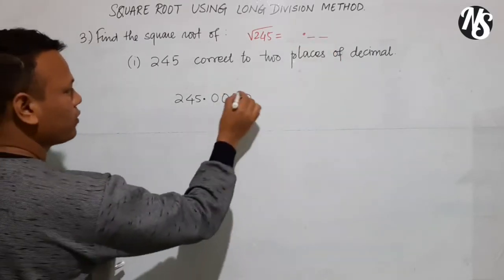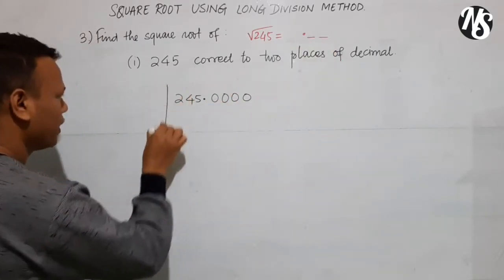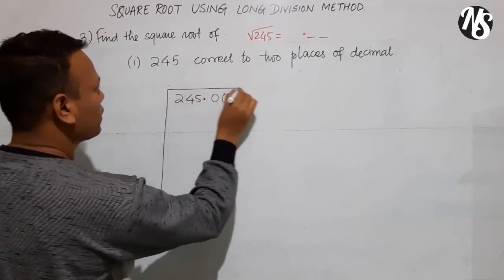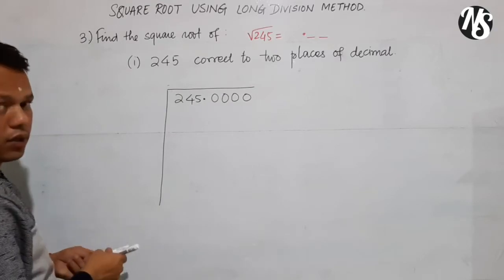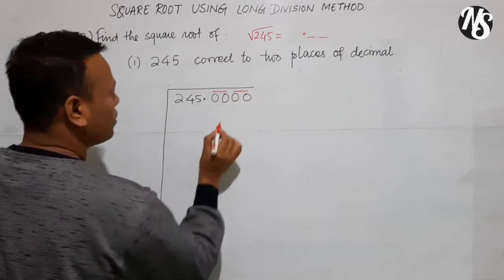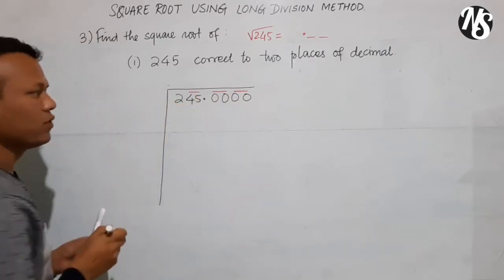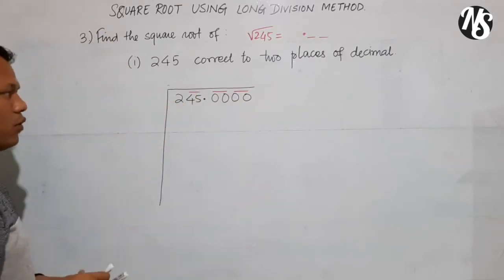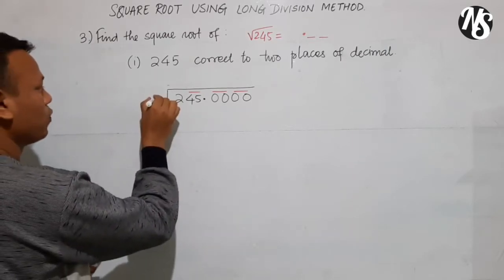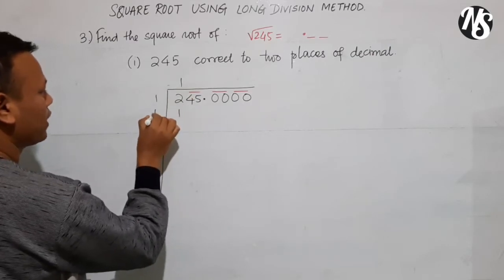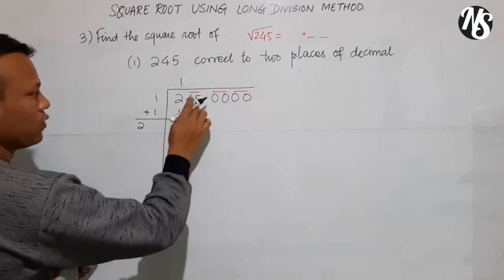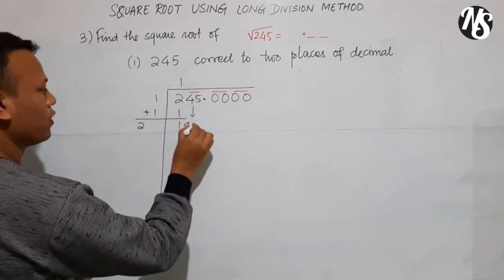After that, you will divide, and for dividing you have to form the pairs also, remember that. So we'll form the pairs now. When you form the pairs, these two will be a pair, and these two, and these two, and 2 is left alone. Now if you want to divide only 2, obviously the only number possible here is 1. So 1 ones are 1, add 1 here, you get 2, and when you subtract you get 1. Then this 45 comes down, so 145 is there.